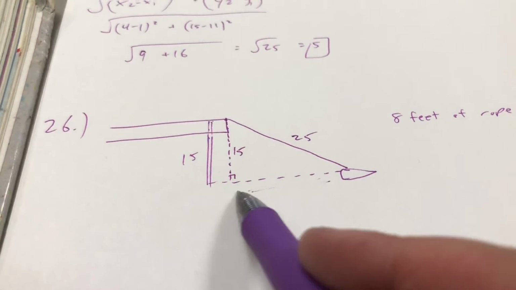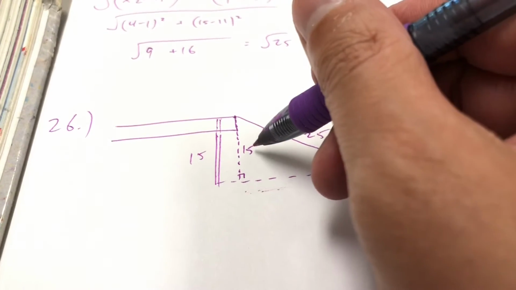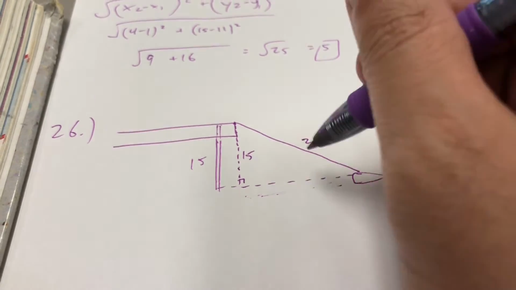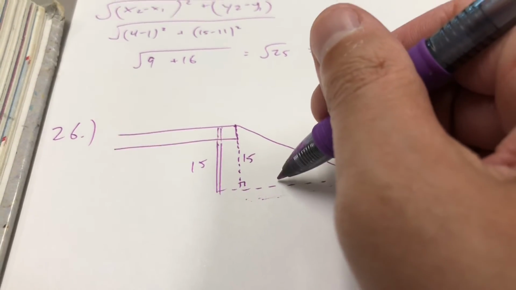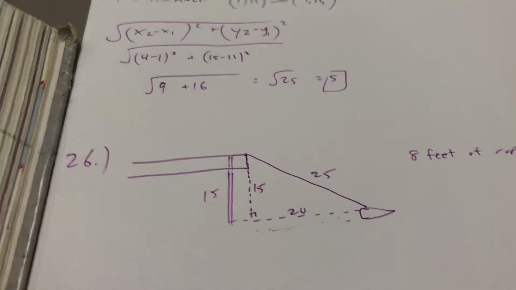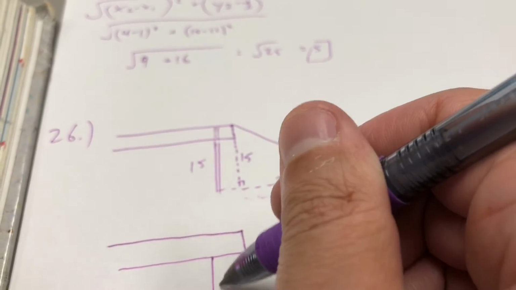And as a result, you should be able to figure out horizontally how far this boat is from the dock. This little 3, 4, 5 triangle with the 4 side, all the sides are being multiplied by 5. So the 4 side is being multiplied by 5. Basically tells you the boat is 20 feet away from the dock. Okay?